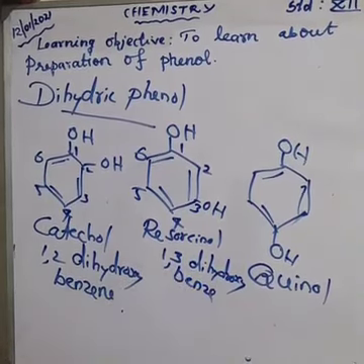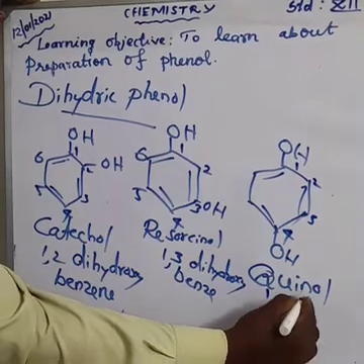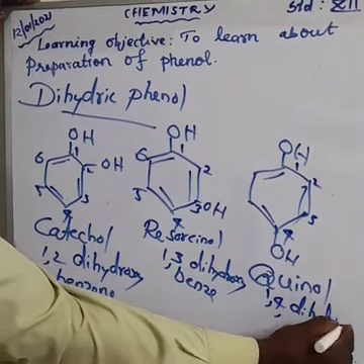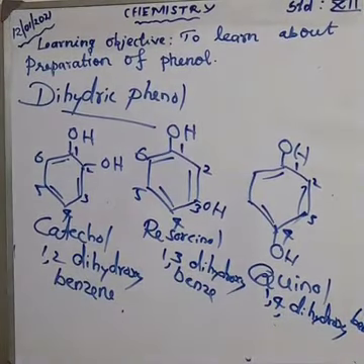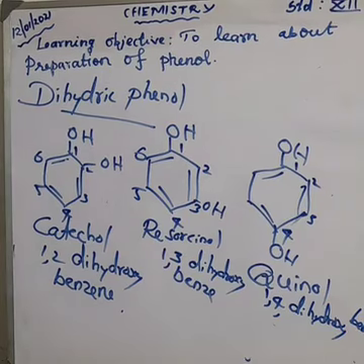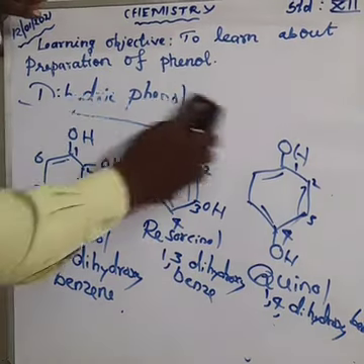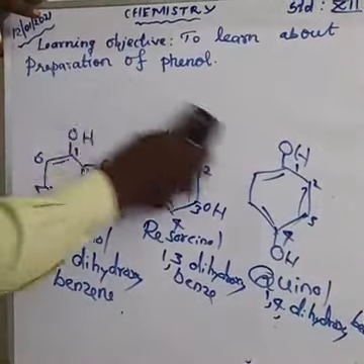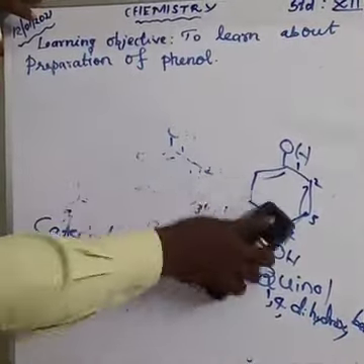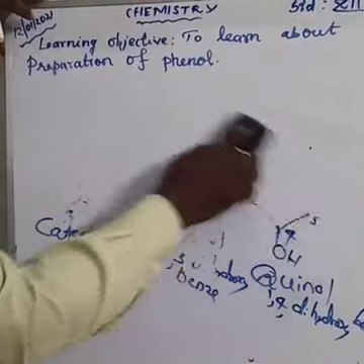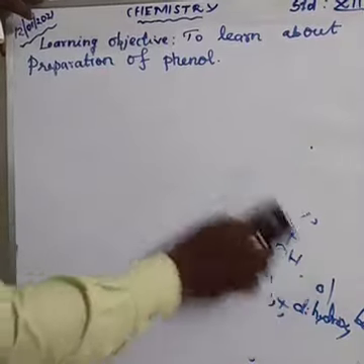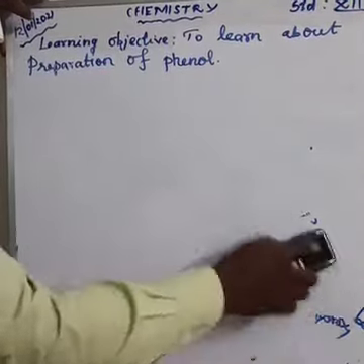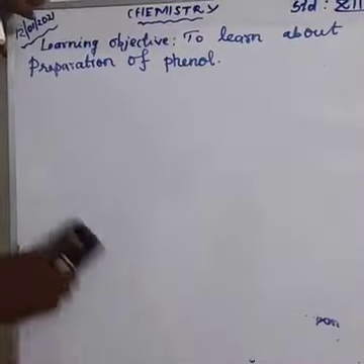Okay. Can you say this name? 1, 2, 3, 4. So 1,4-dihydroxybenzene. This is about the dihydric phenol. Next, the trihydric phenol. So this type of compound has 3 OH groups. How many OH groups? 3 OH groups. Okay. Maybe the first, second, third. Trihydric phenol.